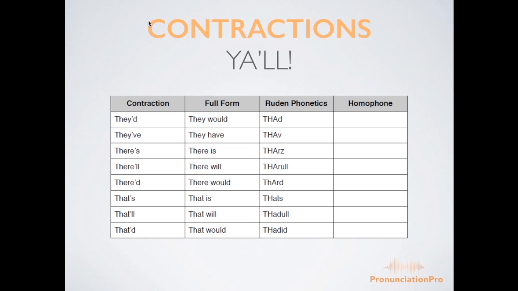There'll. This is not a very common contraction. So there will be lots of food there. There'll. But that's how it's pronounced. There'll. So there's kind of an R in there. There'll be a lot. There'd. Not a common contraction, but it is possible. So there would be there'd.